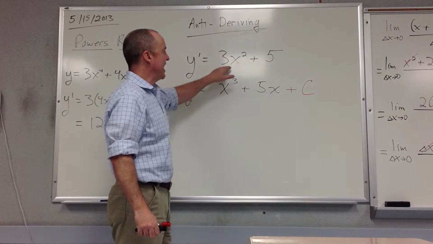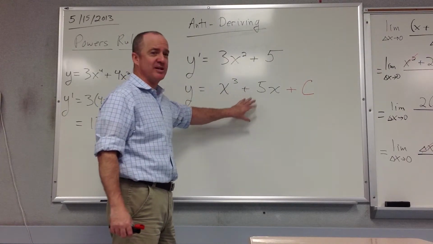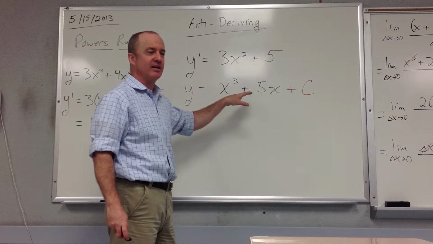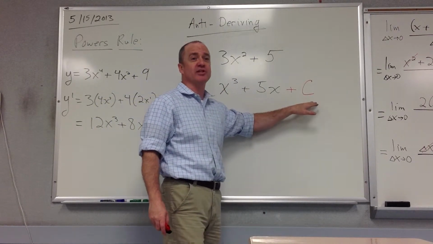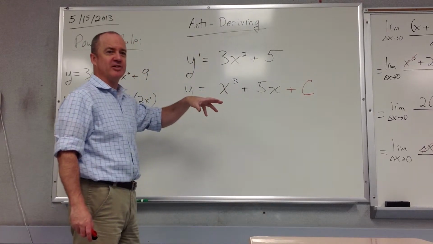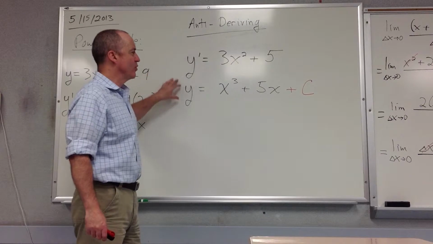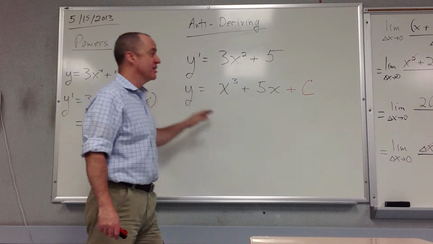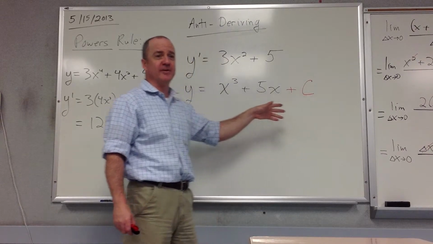But when you're just anti-deriving with no other information, sometimes they'll give you other information. They'll tell you how to find c. In a physics problem, maybe this was your initial velocity or your initial position. But if you are just given, here's a derivative, what was the original function? You have to put a plus c there to say, I have no clue what number might have been there.